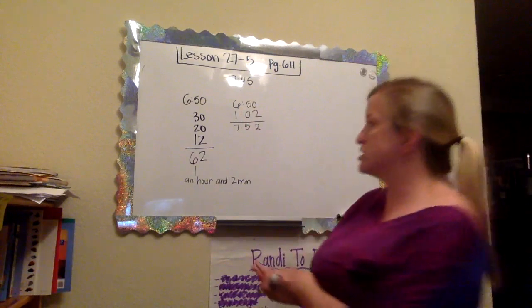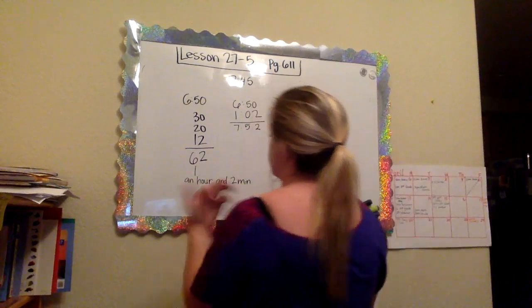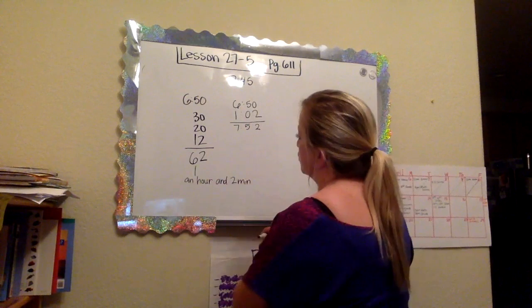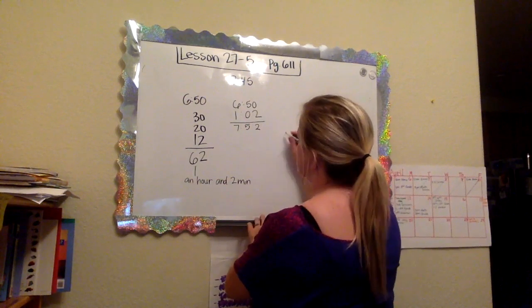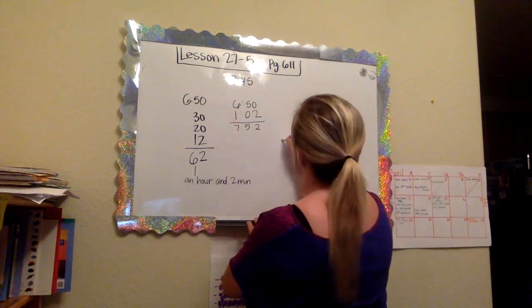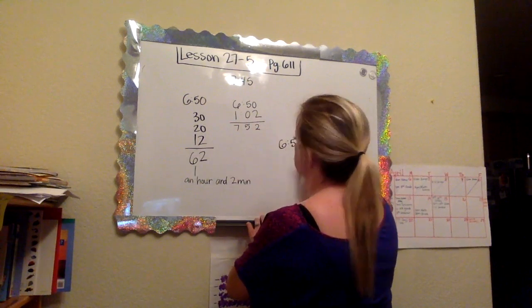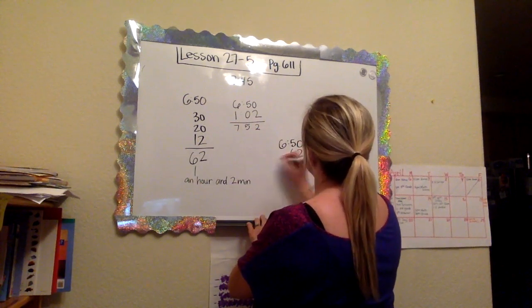Let's check that work to see if that is correct, if I did that correctly. You could also do, so 62 minutes is her elapsed time. You could do 6:50, 62.